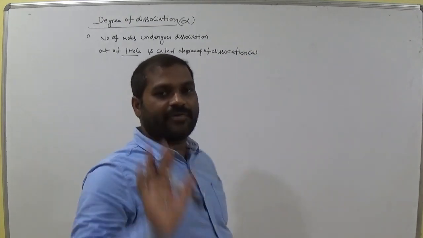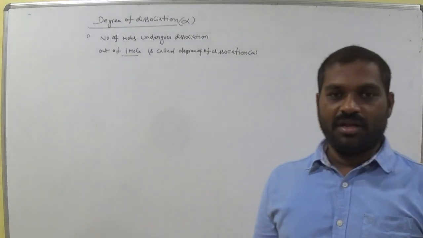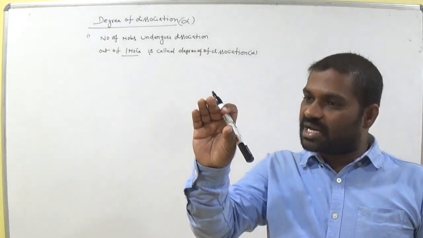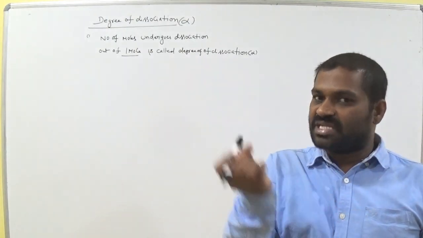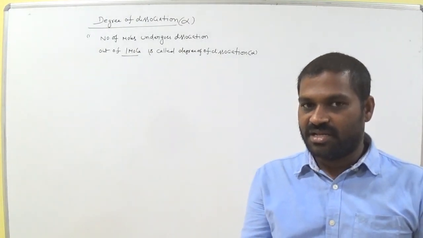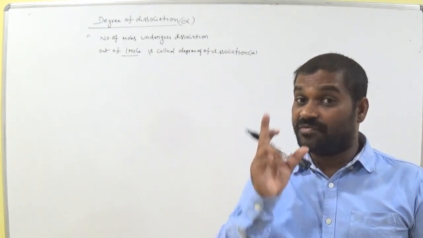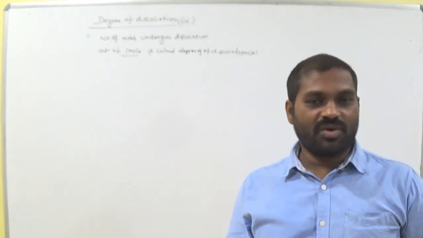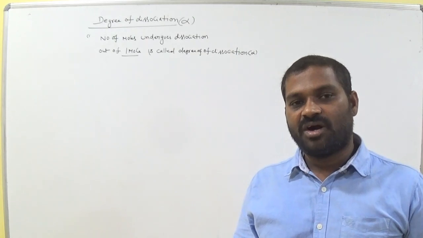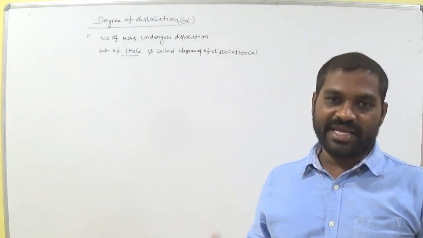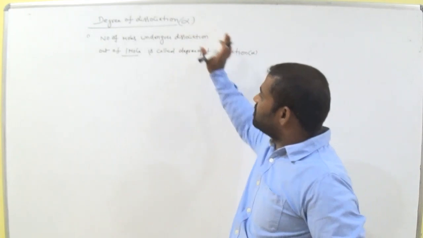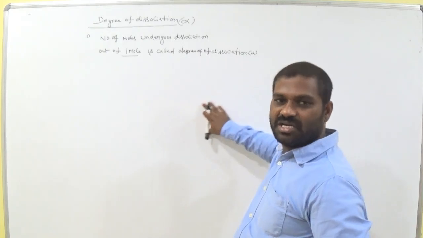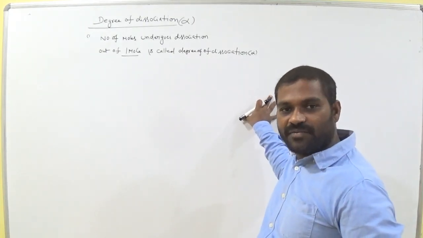Suppose we have 1 mole of compound. In that, how many moles undergo dissociation? That means the number of moles decreases or not? Am I right? How many moles decreased out of 1 mole? That phenomenon is called degree of dissociation. How much extent of dissociation takes place? So degree of dissociation means, suppose we have 1 mole of compound, how many moles undergo dissociation. That is called degree of dissociation.